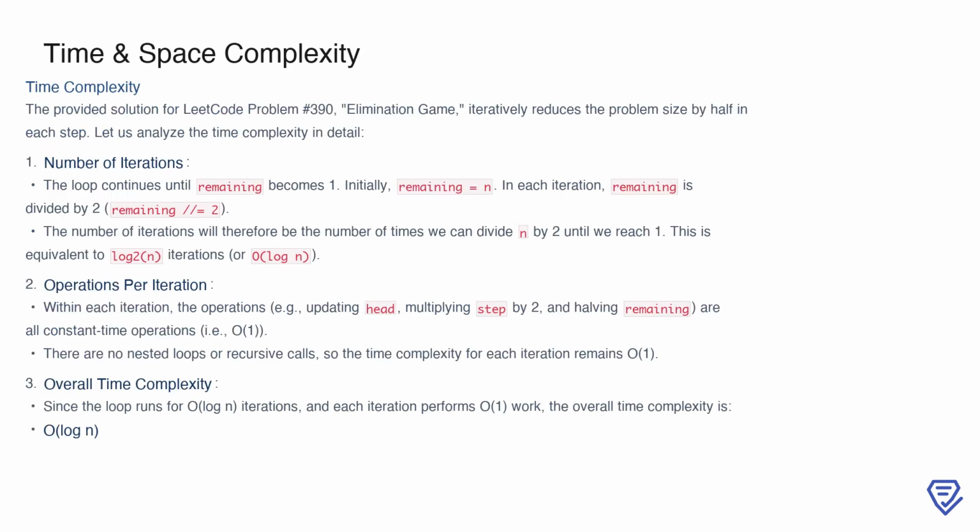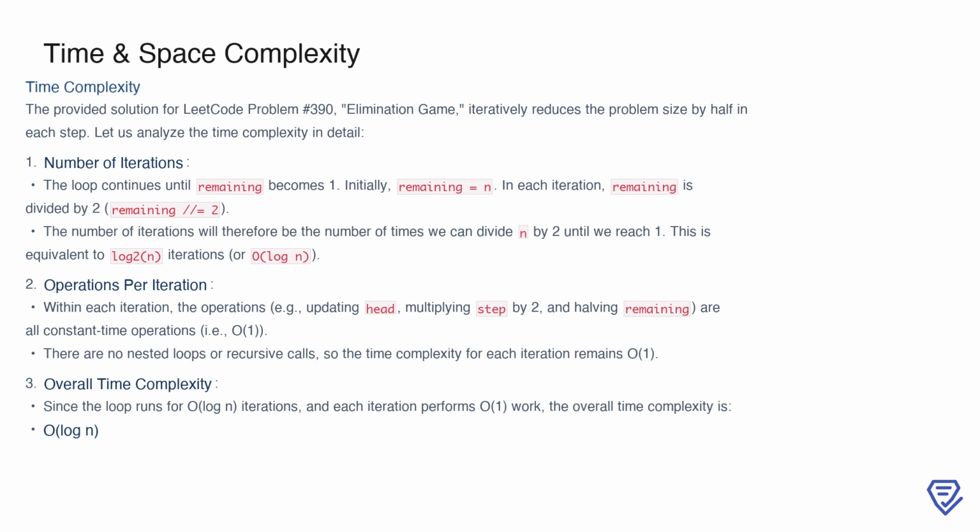To analyze the time complexity of the solution for the elimination game, we start by examining the number of iterations in the loop. The variable remaining initially equals n, and in every iteration, it is halved. This process continues until remaining becomes 1. The number of times we can divide n by 2 until reaching 1 is mathematically equivalent to log base 2 of n, or log2 n. This gives us O(log n) iterations.